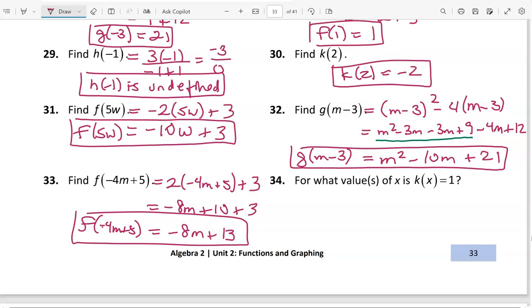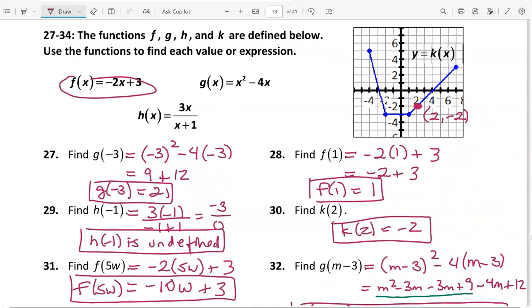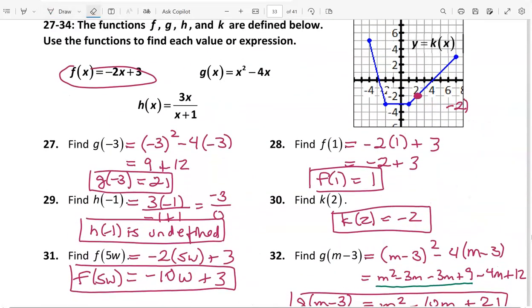In 34, we are looking for what value of x makes k of x equal to 1. It's important to realize here that we are not being asked to substitute a value of 1 in the place of x. This is a substitution in the place of y, and we are looking for the value of x. So we're going to go back up to the graph of k of x here, and we're going to look at y values equal to 1.